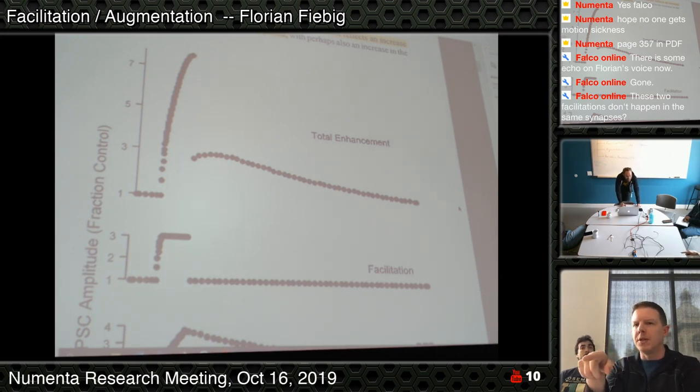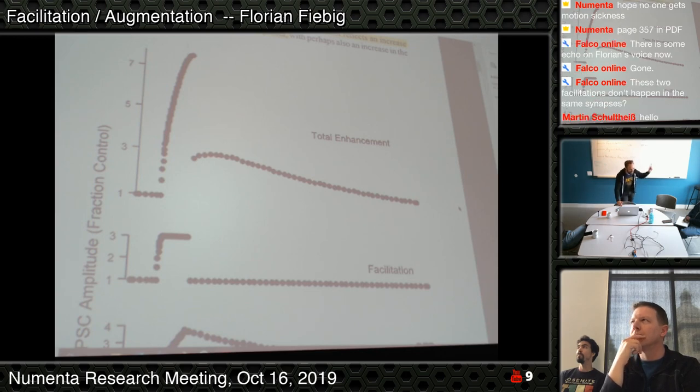There's a good question, actually. These facilitations are happening in the same synapses, right? Right. Yeah. It's not like these synapses are one type and these are different. Right. So facilitation is a very common phenomenon. So you expect it at most synapses, but there are synapses that don't have evident facilitation. And then the question is maybe why? We get to that when we get to the biomechanical stuff behind it.